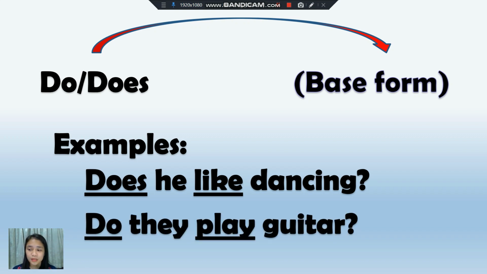Another example, do they play guitar? So do, the verb that comes after it is the verb play. So play here doesn't have an S or ed. It's the word itself, the root word itself.